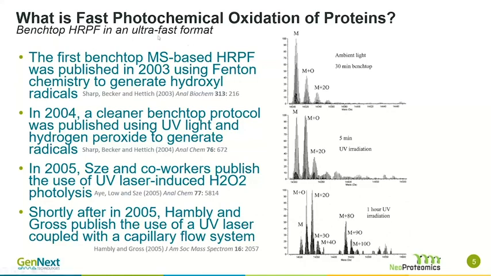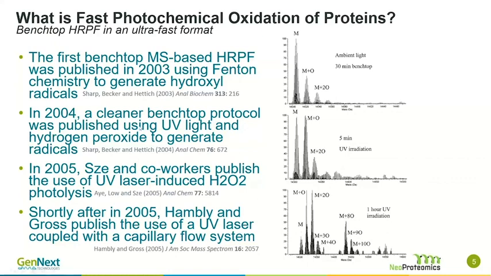We published the first benchtop mass spec-based hydroxyl radical protein footprinting back in 2003 using Fenton chemistry to generate hydroxyl radicals. So we would perform hydroxyl radical protein footprinting just in a test tube using chemical methods to generate these radicals. And it worked well, but it was a fairly dirty process and somewhat difficult to control.